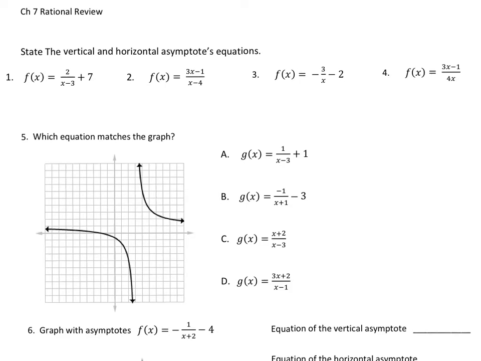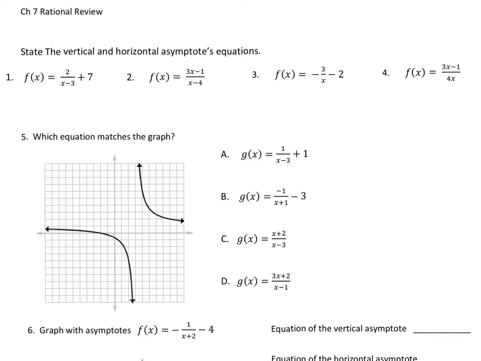So our Chapter 7 Rationals review. The first 4 problems ask us to state the vertical and horizontal asymptotes equations. Remember that the asymptotes will always be x equals for your vertical and y equals for your horizontal. So for our first equation, the vertical asymptote is what makes the denominator equal to 0.